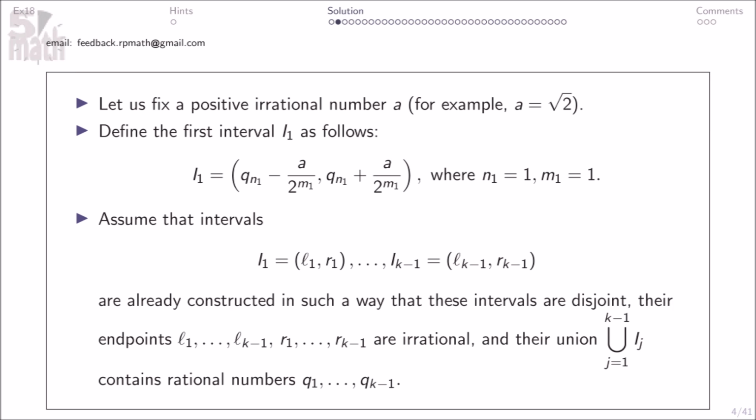Let us fix a positive irrational number a, for example a equals square root 2. Define the first interval I1 as follows. I1 equals this, where n1 equals 1, m1 equals 1. Assume that intervals are already constructed in such a way that these intervals are disjoint. Their endpoints are irrational, and their union contains rational numbers.